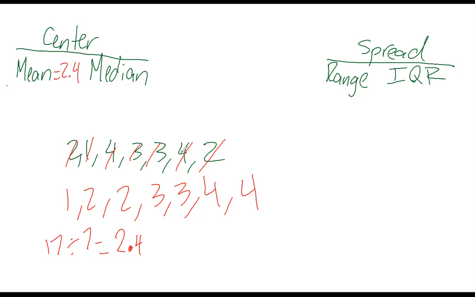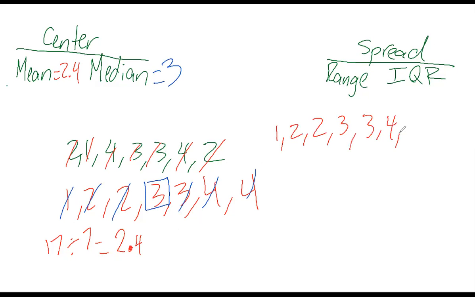To find the median, we need the number in the middle. So I would cross out from either side until I'm left with what's in the middle. This time, since it's an odd number, I don't need to do any extra work. My median is 3. Now to find the range, I'm going to rewrite my number set just so it's cleaner: 1, 2, 2, 3, 3, 4, and 4.